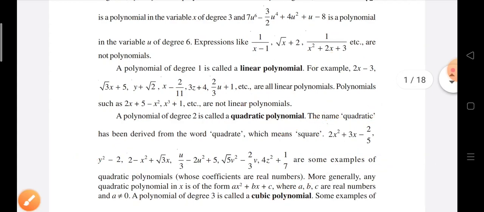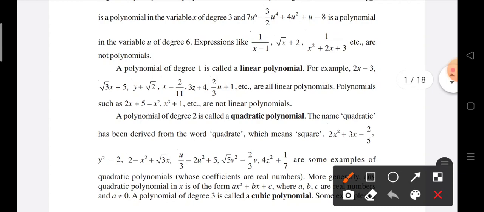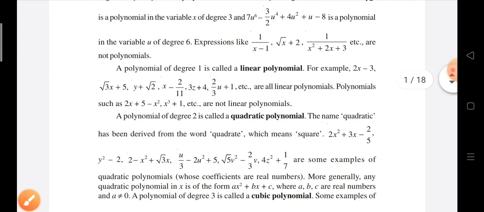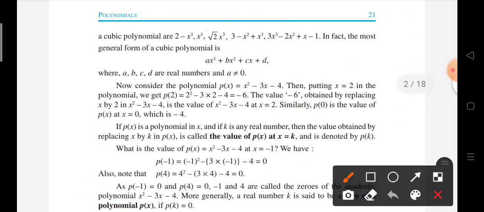Now we are moving towards cubic polynomials. Here the polynomial will have a maximum power of 3. Let us see some examples of it also. Here you can see 2 minus x cube, and x cube. These are the kind of cubic polynomials. Clear? Now we will discuss the zeros of the polynomial. We also call them the roots of the polynomial.